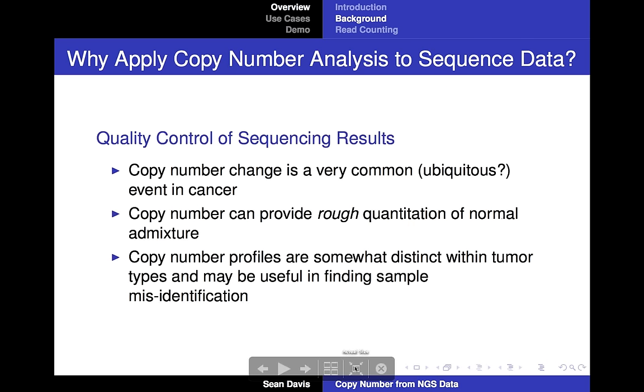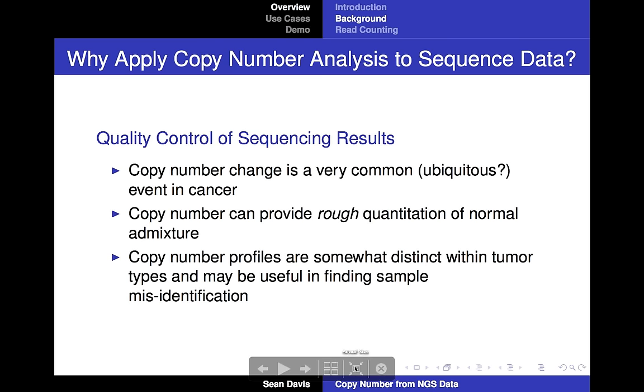You can use copy number data for quality control of sequencing results. In particular, copy number change is a very common, and some might say ubiquitous, event in cancer. So there are not very many cancer samples that we've seen that don't show some amount of copy number change. They could be simple copy number changes associated with whole chromosome gains or losses, or down to very disorganized genomes. And we'll see a couple of examples of very disorganized genomes later in the talk.